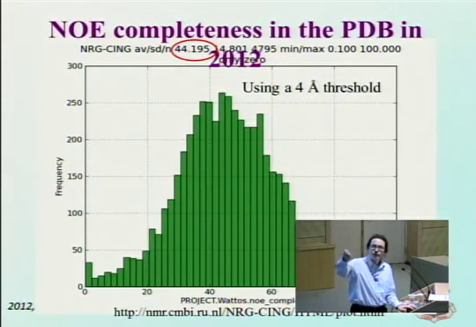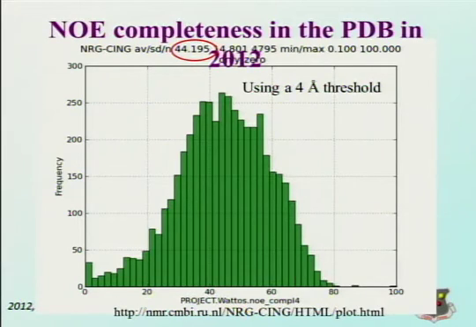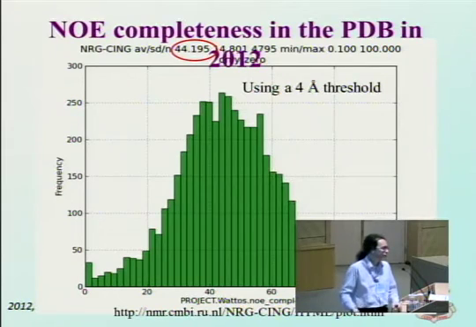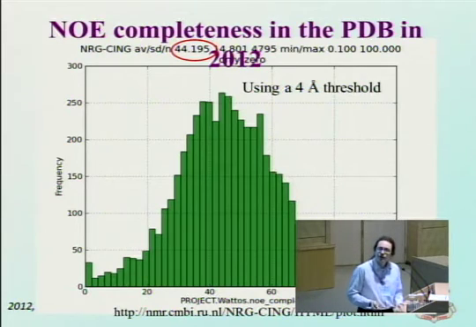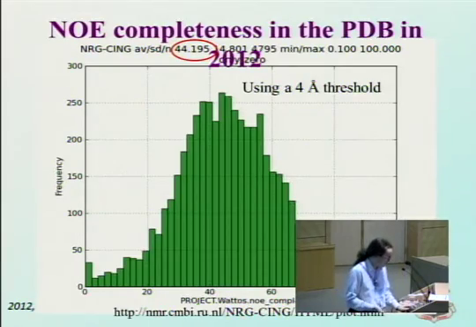And if, for example, you use a 4 Angstrom threshold to decide that if the proton pair is within 4 Angstrom, I should see an NOE, and you compute the completeness for the structures in the PDB, you see the average is only 44%. So you're likely to measure less than half of the NOEs you could in principle measure. And you see it's also relatively broad, but of course if your completeness index is only 20%, it means that you did a poor job, basically. If it's 60%, you've done greatly.